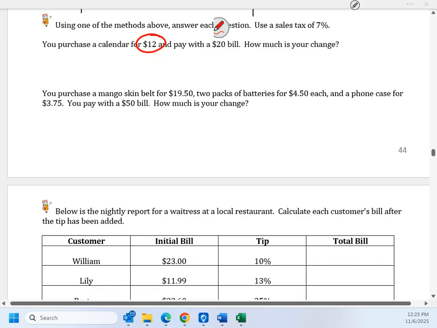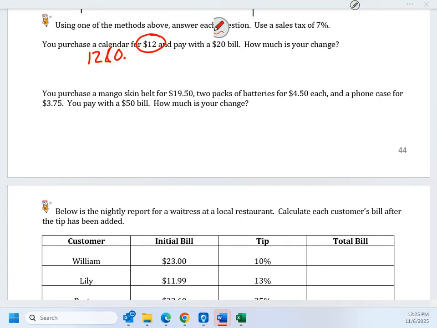Colton, walk me through it. You do 12 times 0.07 or 7%. And what do you get? 0.84. Okay, and you add that to 12. Okay, so you did the first method. So 12 plus 0.84. So we found that percentage of increase, that increased amount. We add it to the original $12, and we get $12.84.